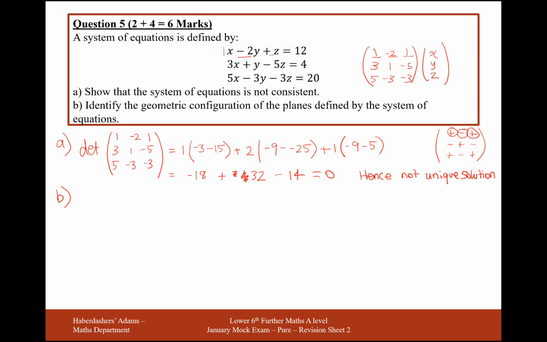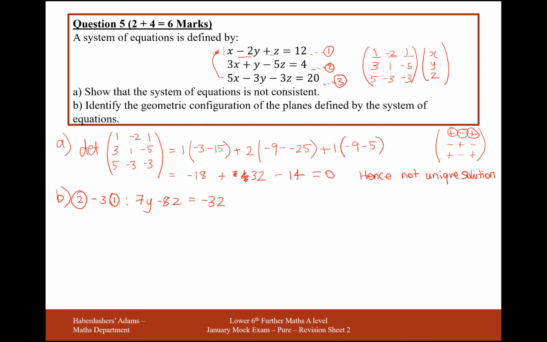Okay, so what I'm going to do first is try to eliminate one of the letters. I'll try and eliminate the x here. I'm going to call these equations 1, 2, and 3. I'm going to do equation 2, take away 3 lots of equation number 1. So I have to times equation 1 by 3, and then take it away from equation 2. So 3x take away 3x will give me 0. y take away minus 6y, that will get a double negative there, so y add 6y will give me 7y. And then minus 5z take away 3z will give me minus 8z. And 4 take away 36 will give me minus 32.